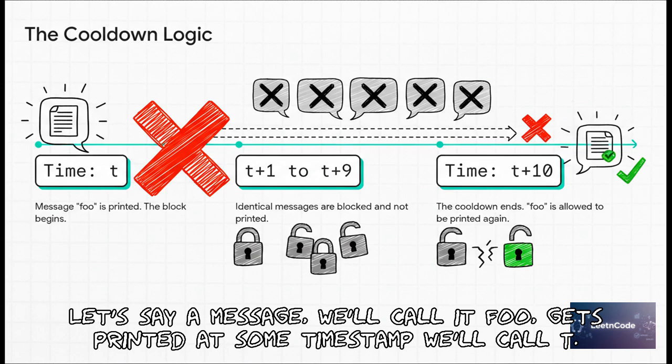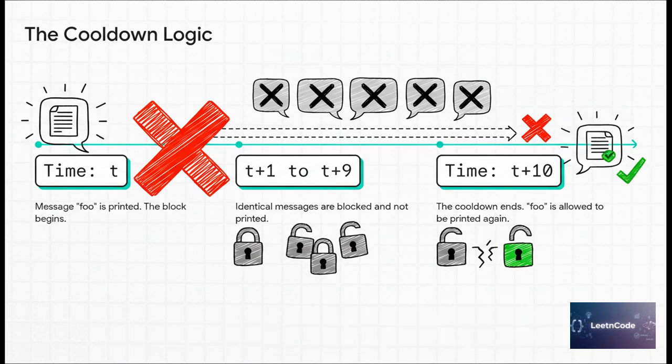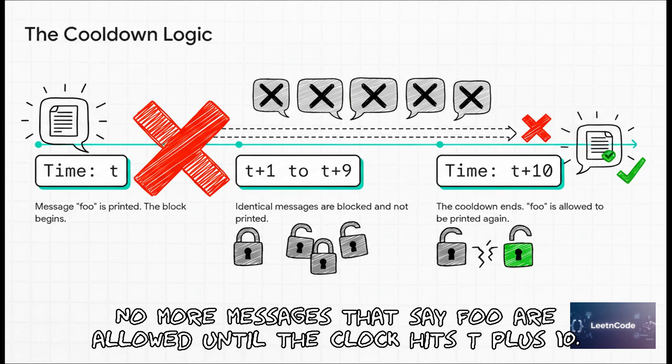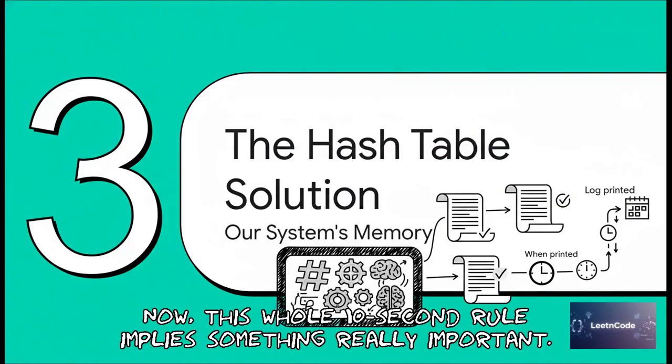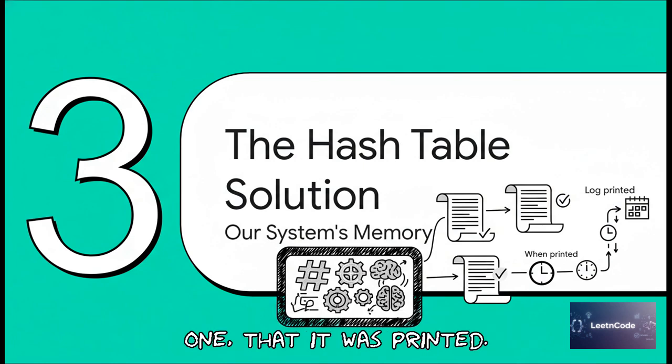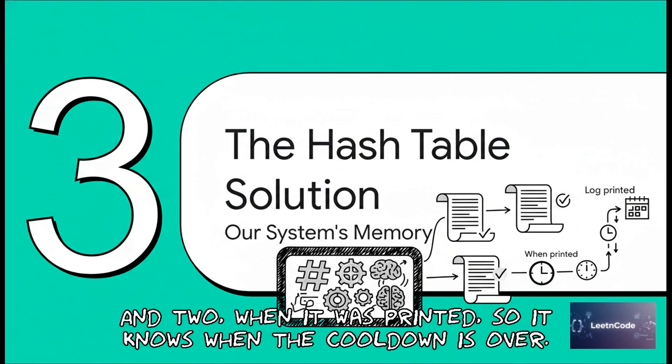And here's what that looks like over time. Let's say a message, we'll call it foo, gets printed at some timestamp we'll call t. Instantly, the system puts up a block. No more messages that say foo are allowed until the clock hits t plus 10. Now, this whole 10-second rule implies something really important. Our system needs a memory. It has to remember two things for every unique message it sees. One, that it was printed, and two, when it was printed, so it knows when the cooldown is over.